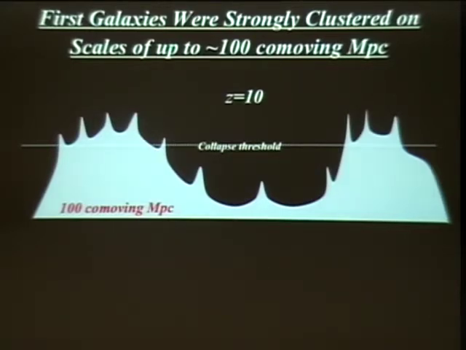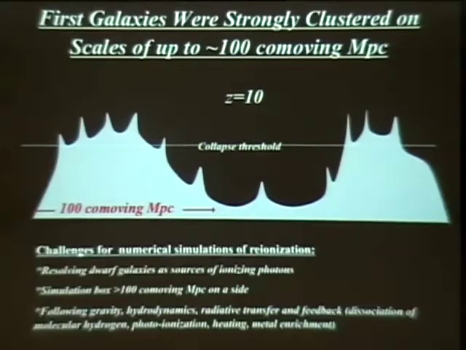And that is an important insight because it means that if you wanted to simulate the universe, and you wanted to pick up a volume of a box in which you simulate the initial conditions and follow the formation of galaxies, what you want is to have the box bigger than 100 co-moving megaparsecs.